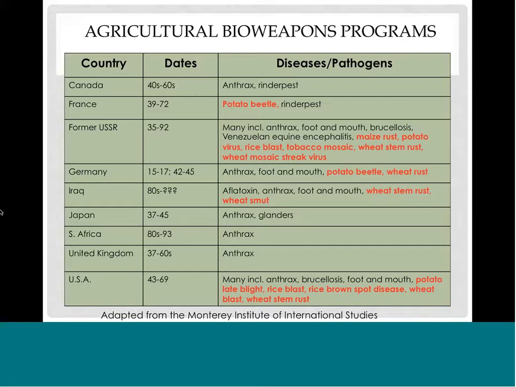This table simply shows some of the bioweapons programs and the approximate dates in which they were operational. And I've highlighted in red the agents that were particularly directed toward plants, and this includes both insects like the potato beetle and a number of pathogens like the maize rust and potato viruses, rice blast, etc.